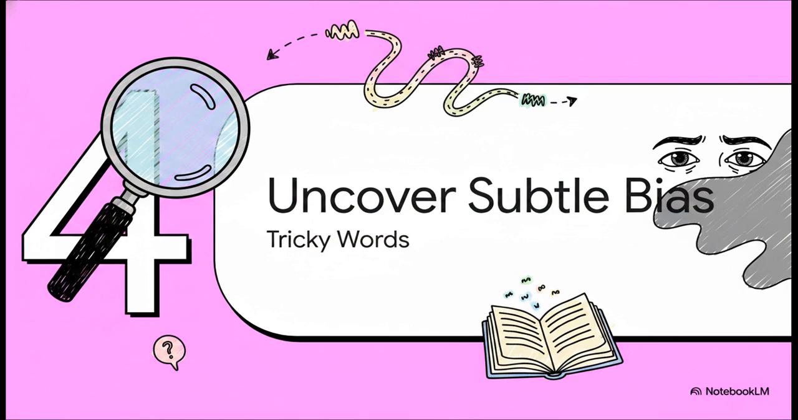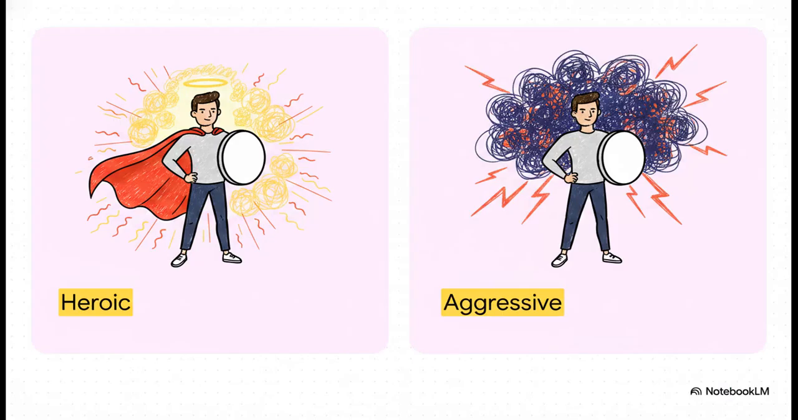This brings us to Section 4, Uncovering subtle bias. All right, this is our final and, honestly, trickiest case file today. This is where the manipulation can just slip right past your radar if you aren't paying super close attention.